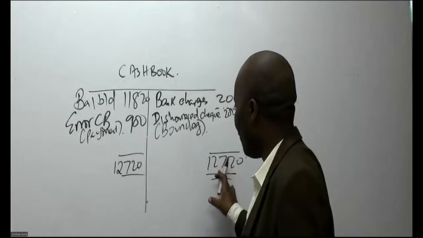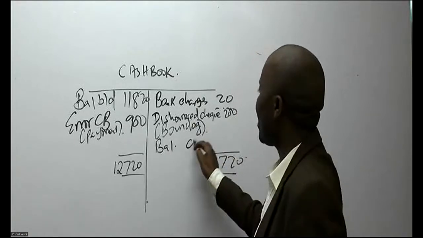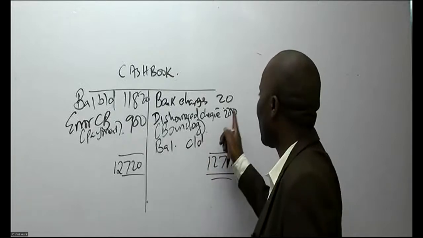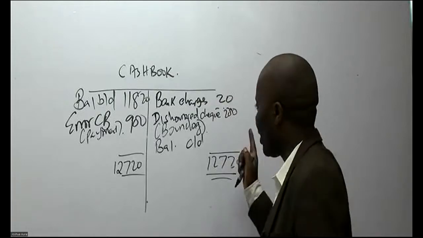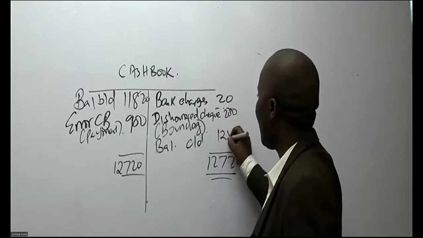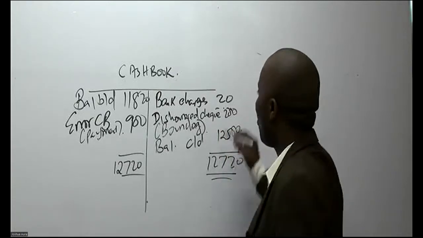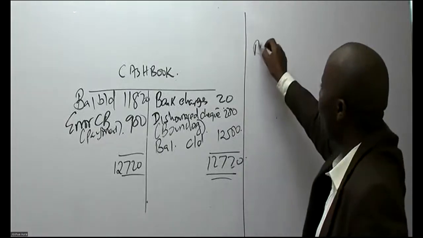Now, if this side is heavier, it means that the balancing figure will become here. So the balance carried down will be 12,720 minus 200 minus 20, which gives me how much? 12,500. Ladies and gentlemen, after that, now go ahead and give us what we call a bank reconciliation statement.